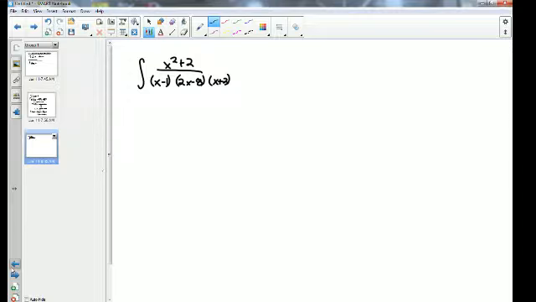Does that say x4 or x plus 2? X squared plus 2, on the bottom. X minus 1, 2x minus 8, x plus 2.